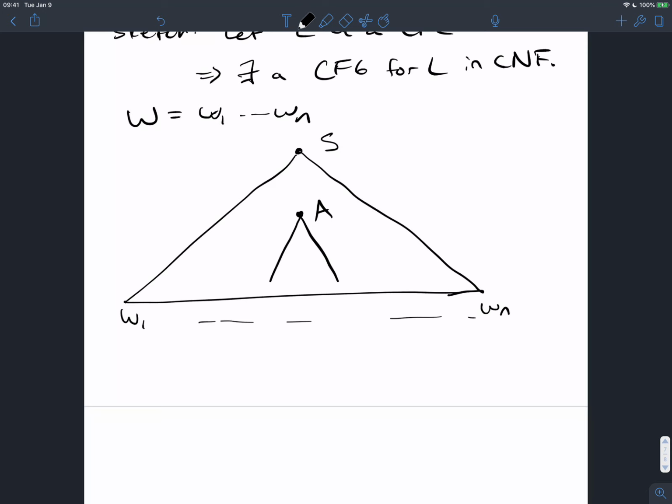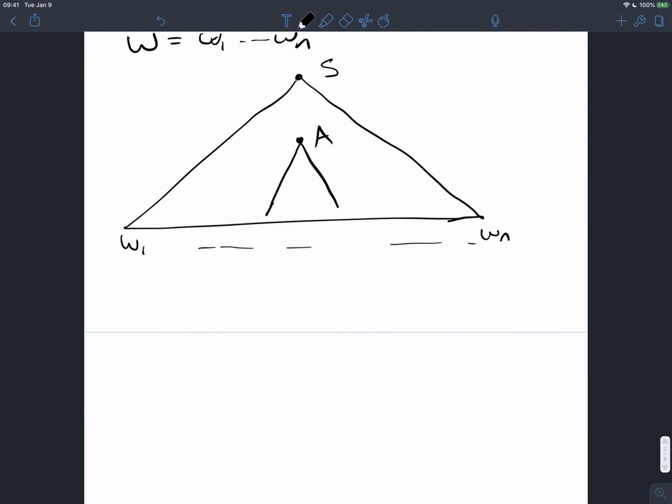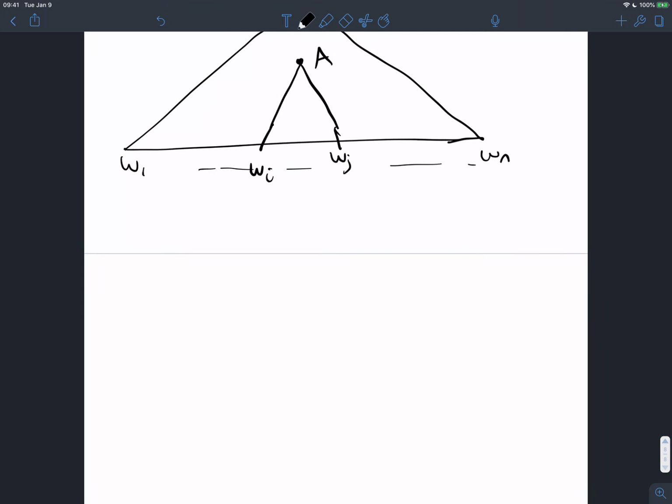Well, could we try all possibilities? It makes something, let's say from wi to wj. I don't know where this is, but if A actually does make something of this string, could I just try all possibilities of i and j? How many possibilities of i and j are there? I have order n possibilities for the i. How many choices for the j? Order n also. So how many in total? Order n squared in general. So order n squared possibilities.